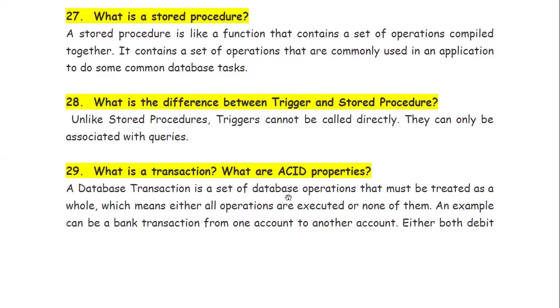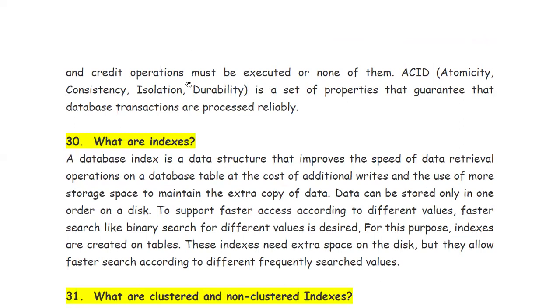What are ACID properties? I already told you what the ACID properties are. Let's discuss again. A database transaction is a set of database operations that must be treated as a whole, which means either all the operations are executed or none of them. Half or partial cannot happen. An example can be a bank transaction from one account to another account. Either both the debit and credit operations must be executed or none of them. Half cannot be, meaning half credit, half debit. This should not happen, right?